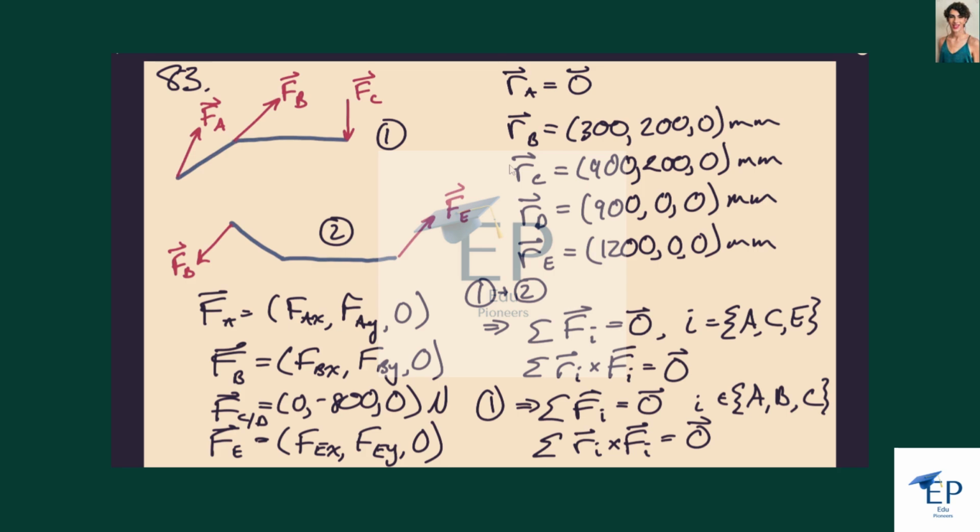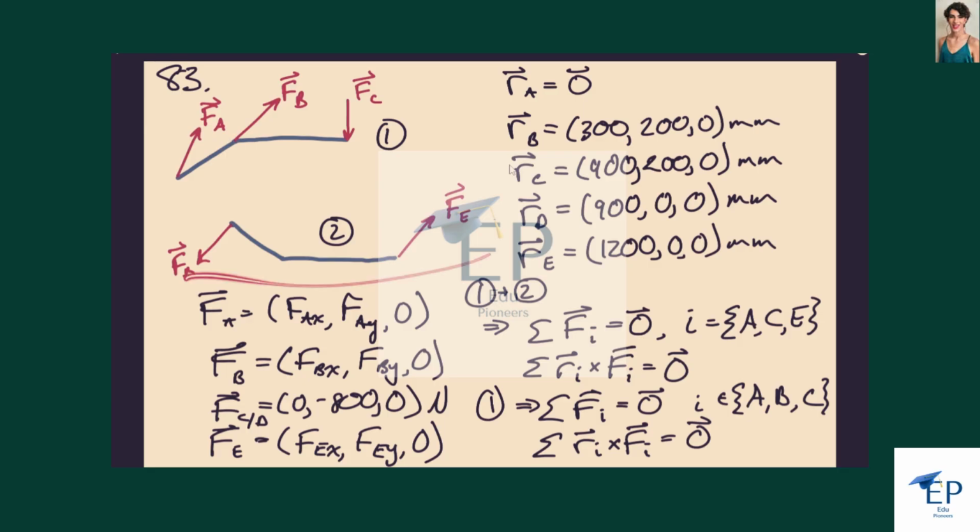The upper bar is pinned to ground at point A here, and the lower bar is pinned to ground at point E here.